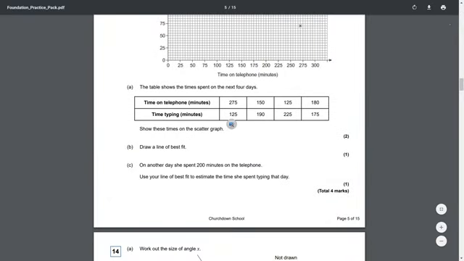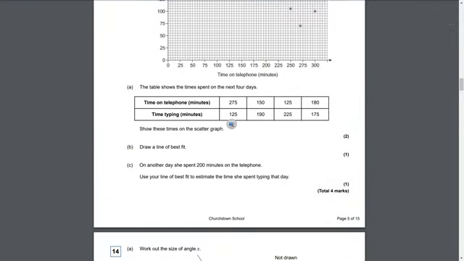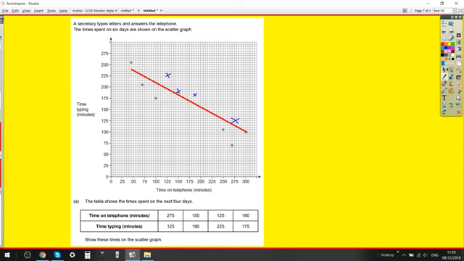So part C, she spent 200 minutes on the telephone. You use your line of best fit to estimate the time she spent typing that day. Okay.